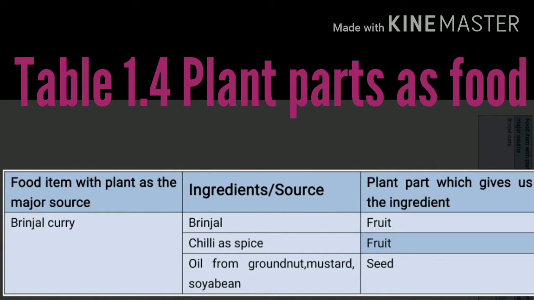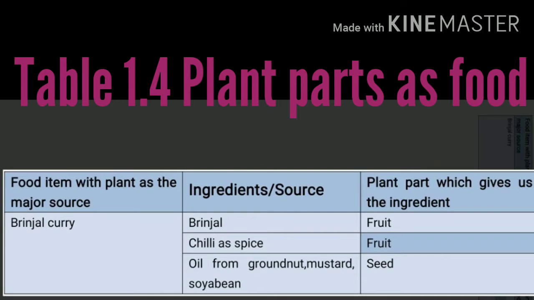In table 1.4, if you observe, there are 3 columns. First column is food item with plant as the major source. Second column is ingredients, and third column is the plant part which gives us the ingredient.